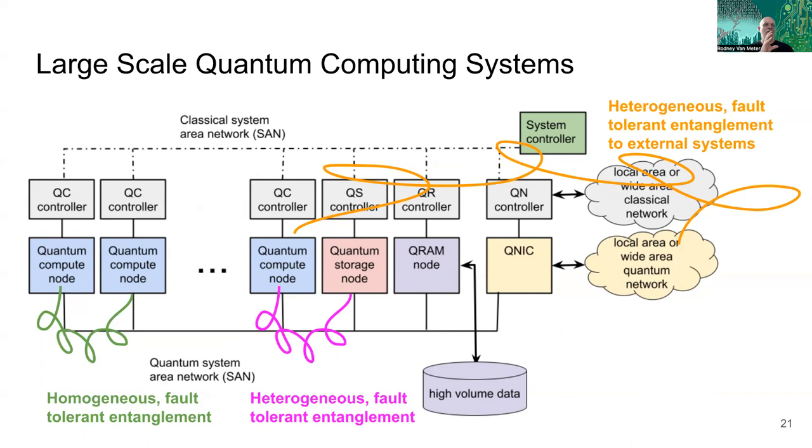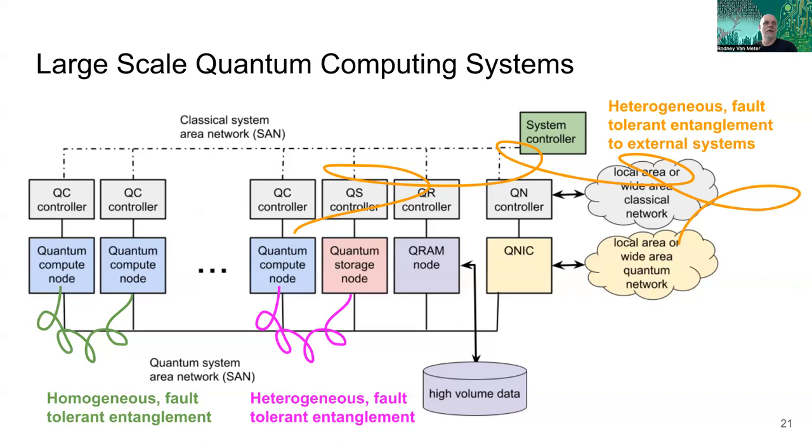The scale of this will demand distributed control as well, which is why each of the nodes is shown with a separate controller rather than all being controlled via one centralized system. Ultimately, this will evolve over a series of stages, but we will get to a quantum system area network that allows us to create fault-tolerant entanglement between pairs of nodes. In some cases, that might be homogeneous entanglement between two nodes running the same physical technology or the same logical technology, including the error correction code. That's in green there on the left.